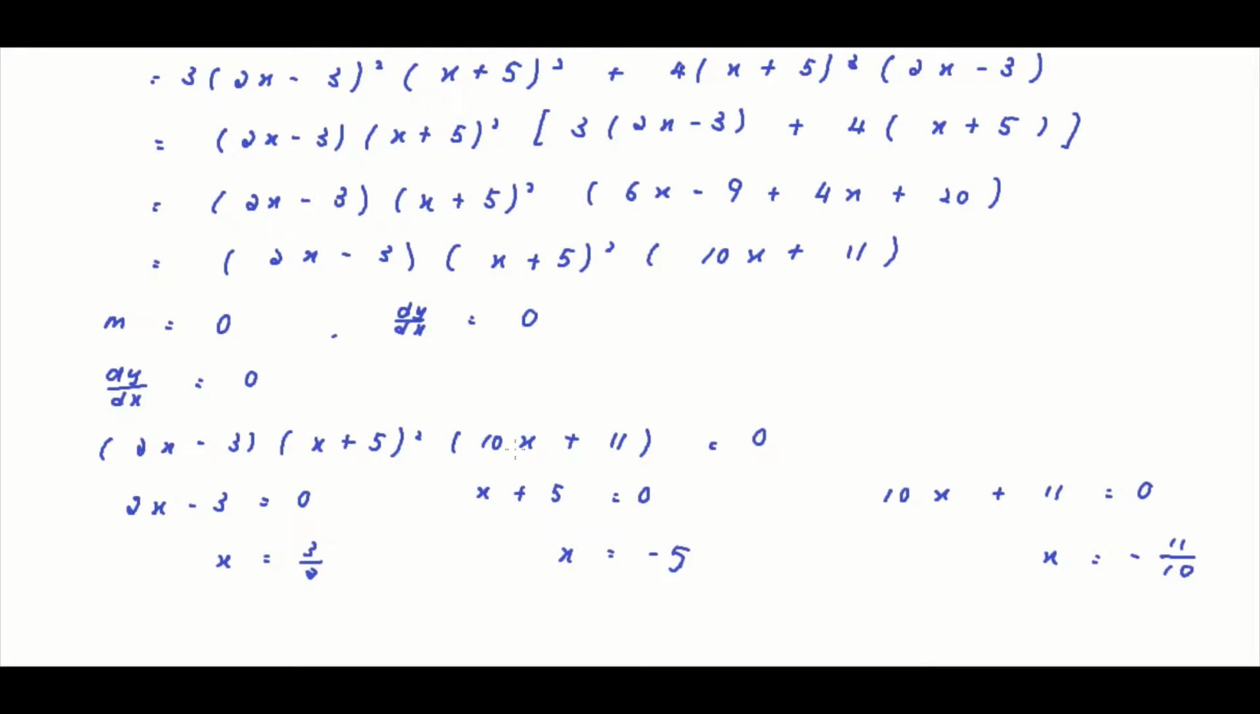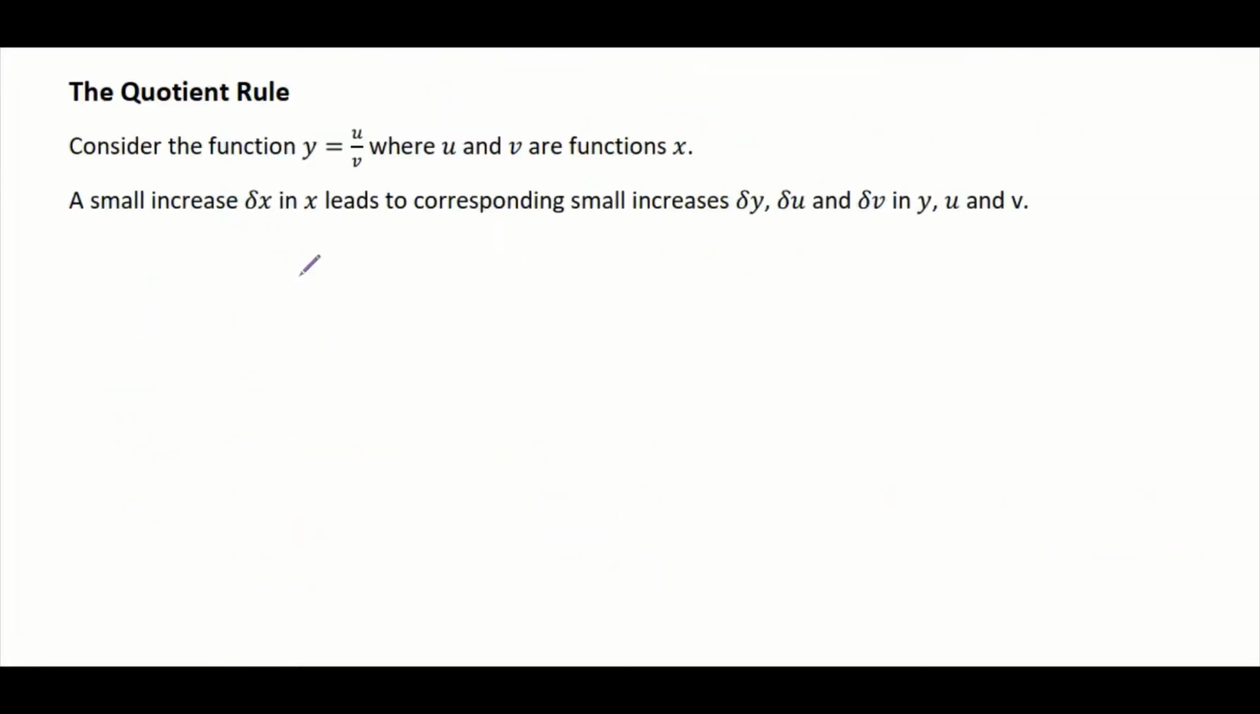Alright, so that's it for the product rule. Let's see the second concept, which is the quotient rule. Same thing, let us start with the derivation. Since I have explained what is meant by the small change, I'm not going to repeat it. The small change of y then will equal u plus small change of u over v plus small change of v.